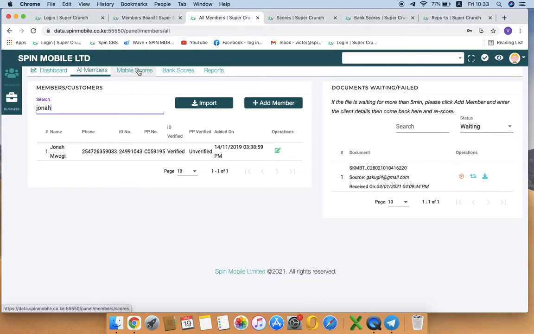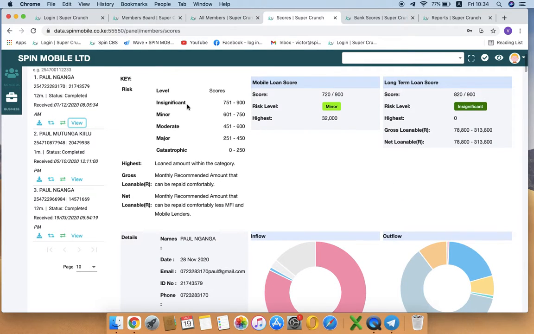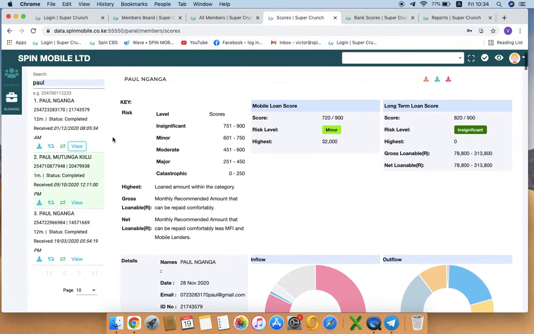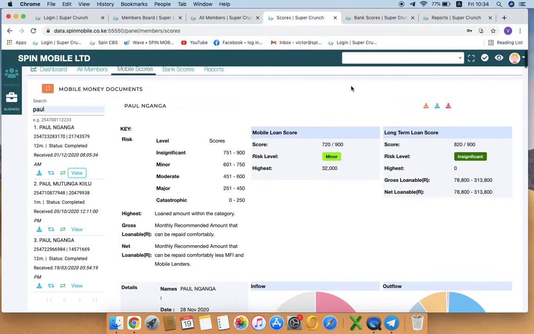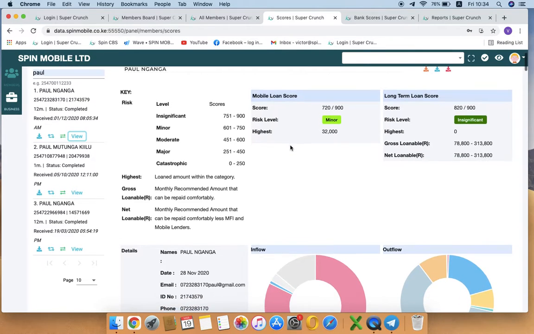Okay. Now, I want us to look at the actual analysis of a mobile money statement. So once an individual has forwarded, this is just for demo, so once an individual has forwarded their mobile money statement, we'll be able to see the name. This can be downloaded. And we have a risk matrix, an algorithm that runs and tells us what is the risk score for this individual when it comes to mobile loans.